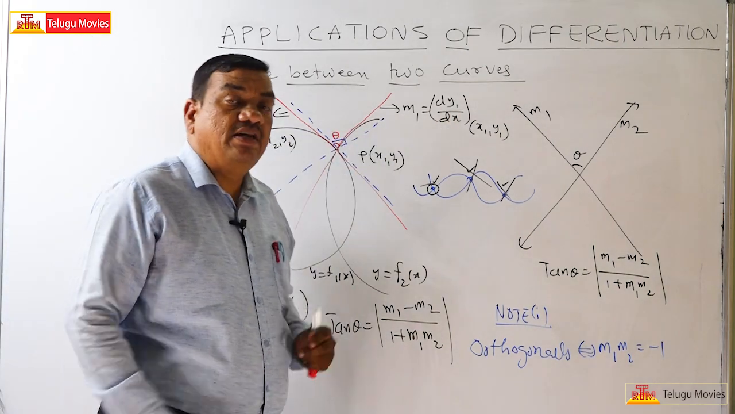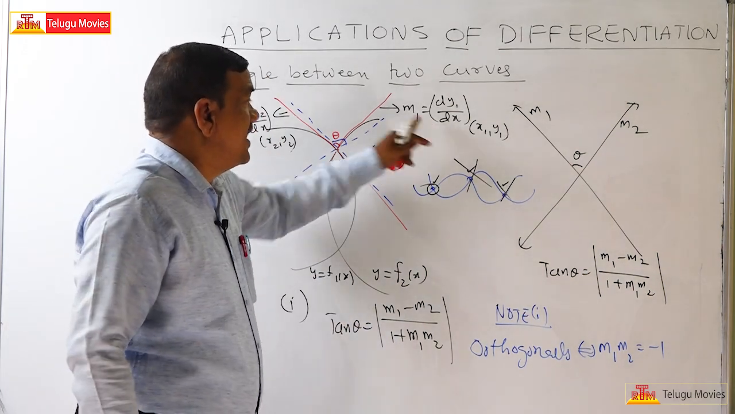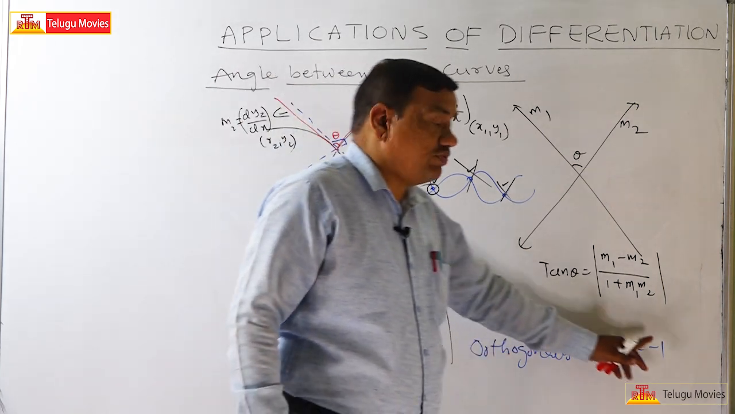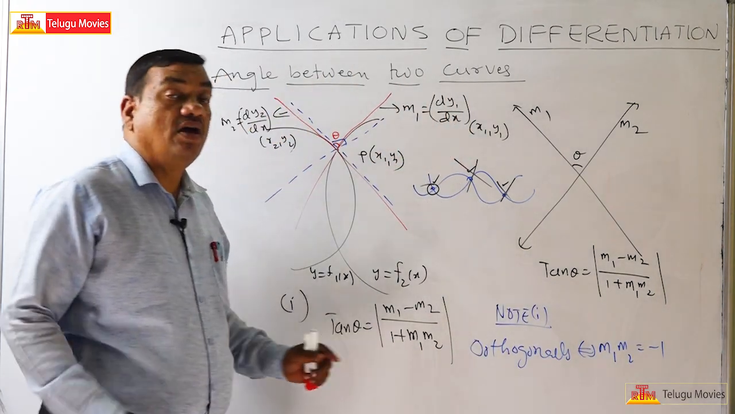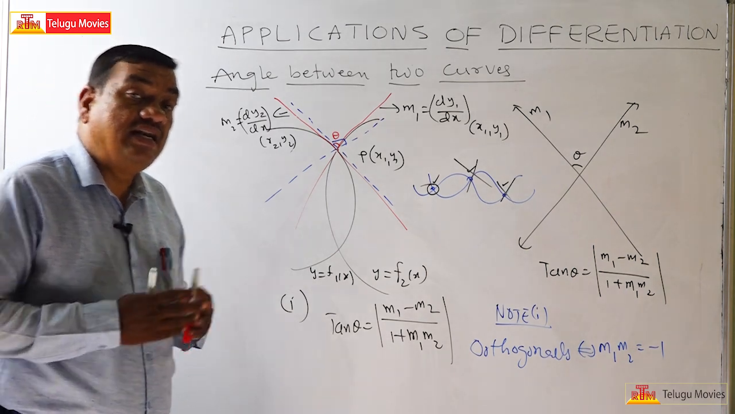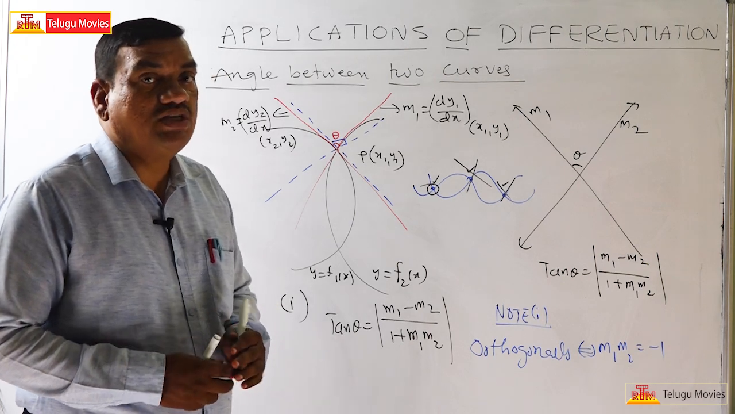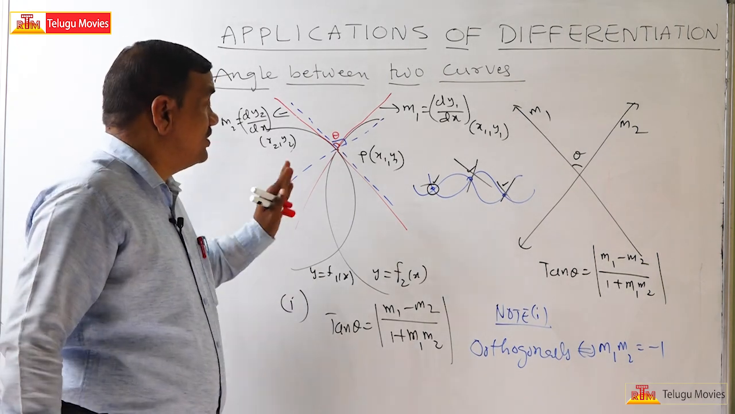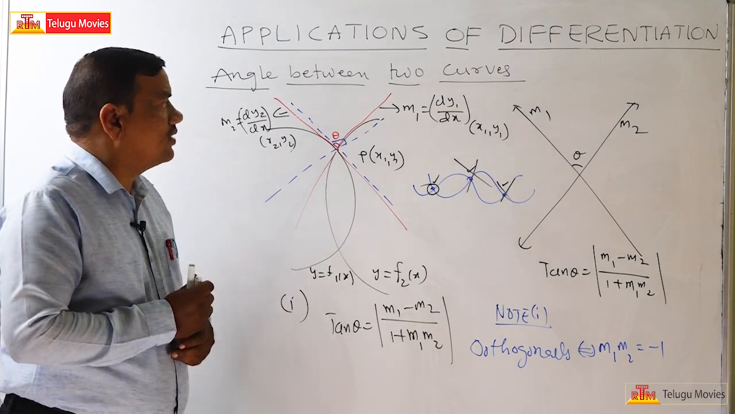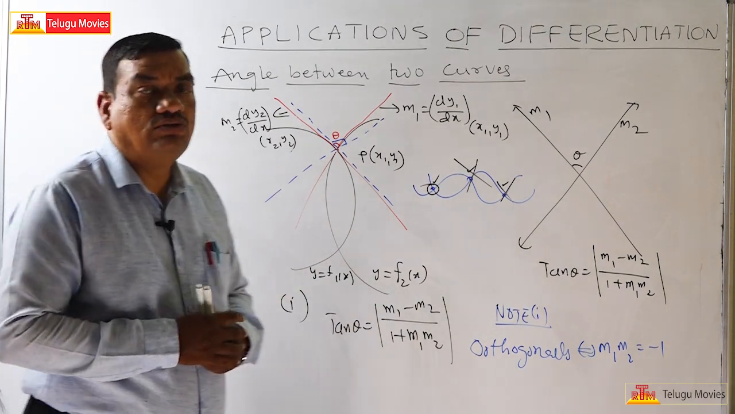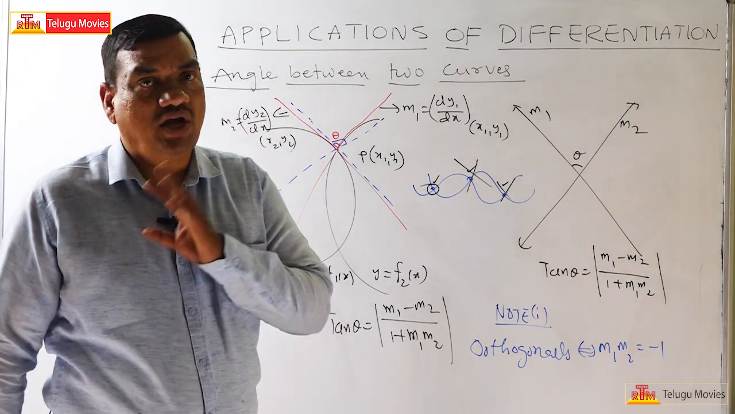If you multiply, just once while solving the angle between, check whether the m1 into m2 value is minus 1 or not. If it is not minus 1, then you go for this formula. If it is minus 1, then and there only you declare that the angle between the two curves is 90 degrees. The curves intersect each other orthogonally. So this is the theoretical part based on the angle between two curves. Let us see some problems based on this.